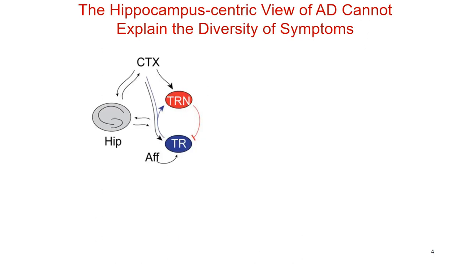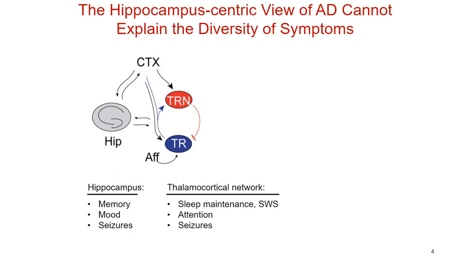We now realize that the hippocampus-centric view of Alzheimer's disease cannot really explain the entirety of this disease. Many symptoms of AD are related to the hippocampus, like memory impairment, mood disorders, and some types of seizures. However, there are other symptoms, like deficit in sleep maintenance and slow wave sleep, attention deficit, and occurrence of other types of non-convulsive seizures, not regulated by the hippocampus, but rather primarily associated with the thalamocortical network.